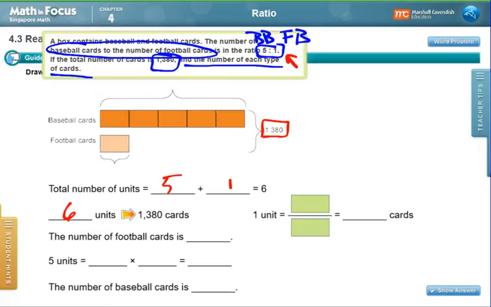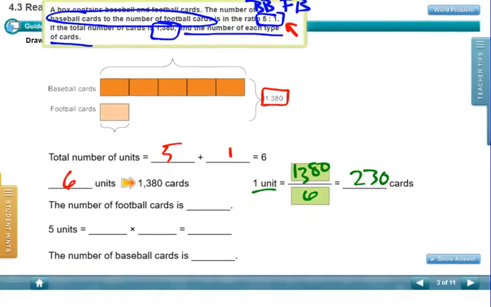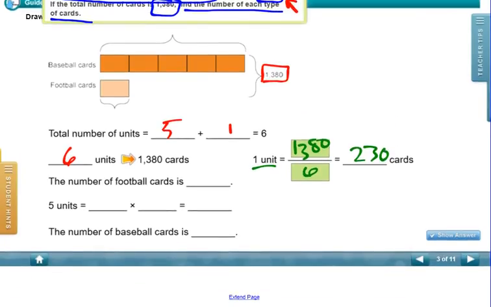So if 6 units are 1,380, to find how many one of these units represents, we're going to do 1,380 and divide by 6 to get that 1 unit is equivalent to 230 cards. And now that we know what 1 unit is representing in this problem, answering the rest of it is relatively easy. So football cards was made up by 1 unit. Well, 1 unit is 230.